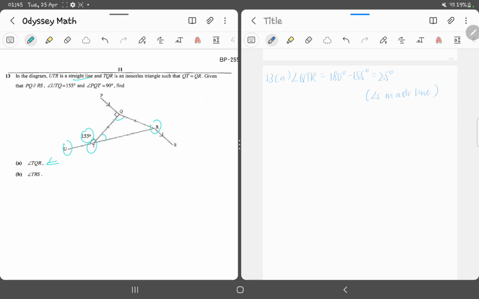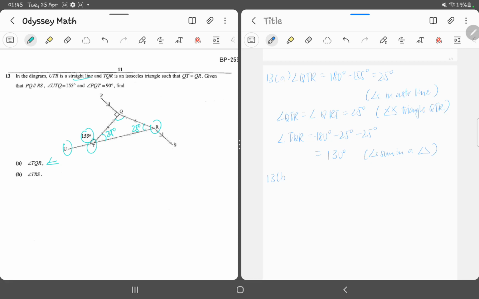Knowing that this is 25 degrees and that QTR is an isosceles triangle, we can say that angle QTR equals angle QRT, which equals 25 degrees. So angle TQR equals 180 degrees minus 25 degrees minus 25 degrees, which gives us angle TQR, what the question wants for 13a, equals 130 degrees. So this is angle sum in a triangle, and we are done with 13a.